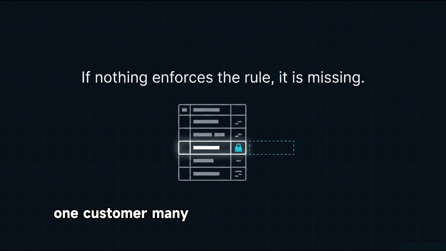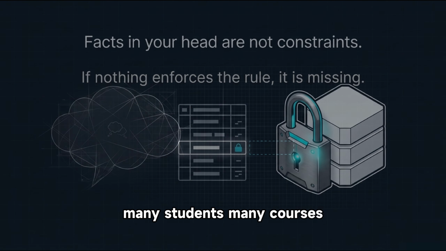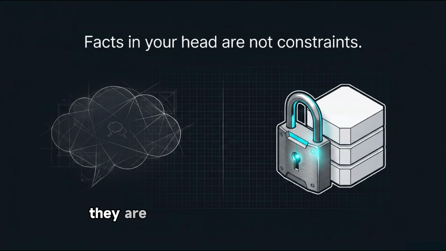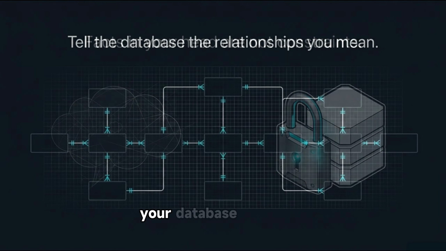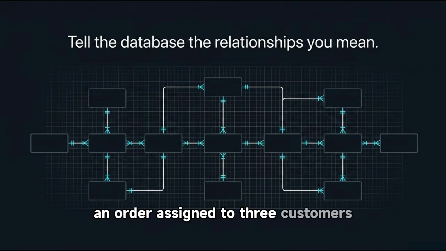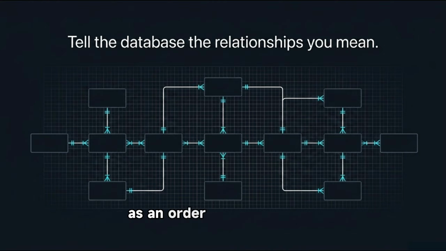1 customer, many orders. 1 order, 1 invoice. Many students, many courses. These feel like facts about your data. They are actually rules about your data. Facts exist whether or not you enforce them. Rules only hold if something enforces them. Your database will store an order assigned to 3 customers with exactly the same indifference as an order assigned to 1. It cannot tell the difference. You have to tell it. And until you do, every relationship your system depends on is held in place not by a constraint, but by the shared assumption that nobody will ever write a value that breaks a rule that was never written down.